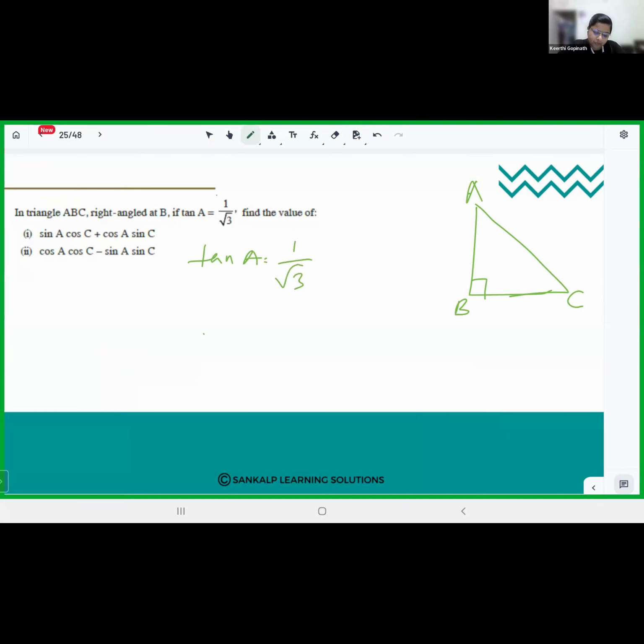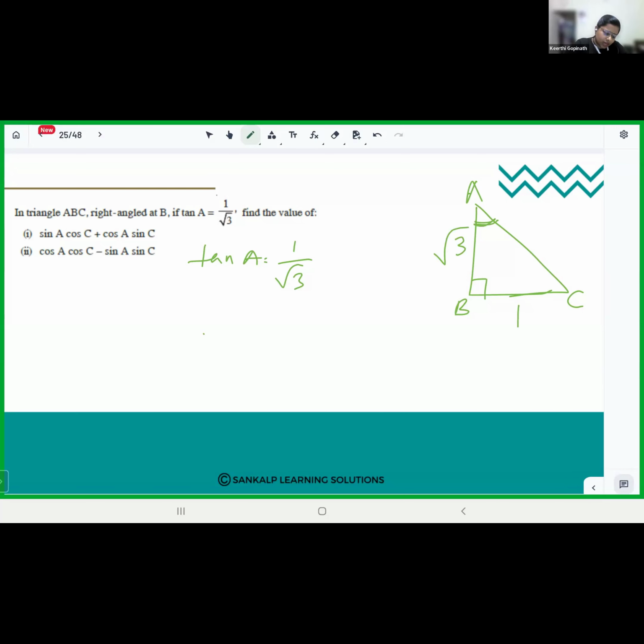There are two subparts. For that, tan A is equal to 1 by root 3, and tan means opposite side by adjacent side. So for angle A, the opposite side is 1 and the adjacent side is root 3. So tan A is equal to 1 by root 3.